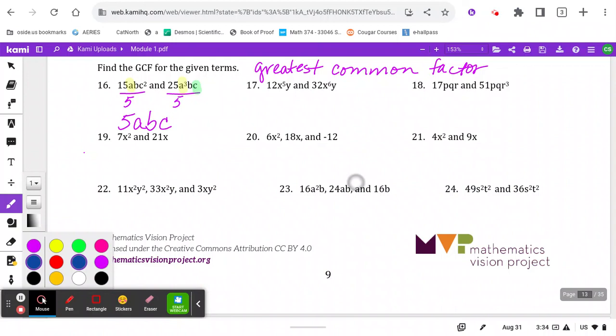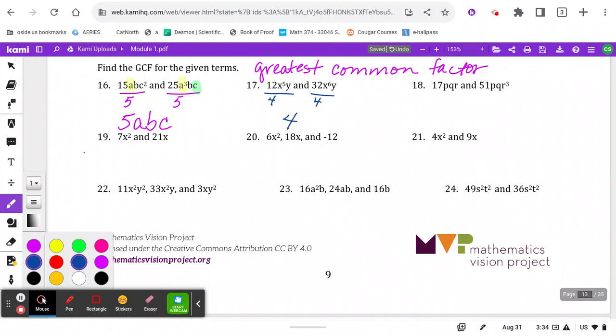Okay, what divides into 12 and 32? Let's start with just, obviously 12 doesn't go into 32, so think of a different number. Let's try 4. 4 goes into 12 and 4 goes into 32. That leaves 3, that leaves 8. Yeah, that's it. That's my greatest common.